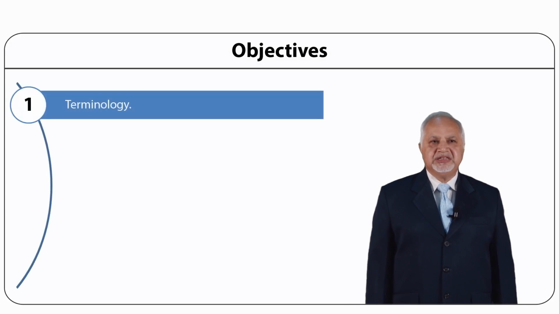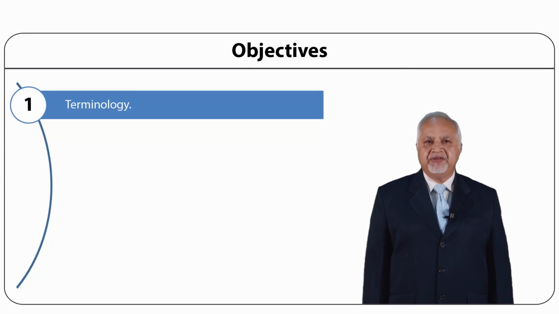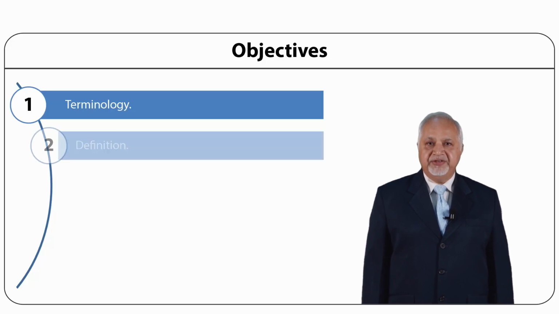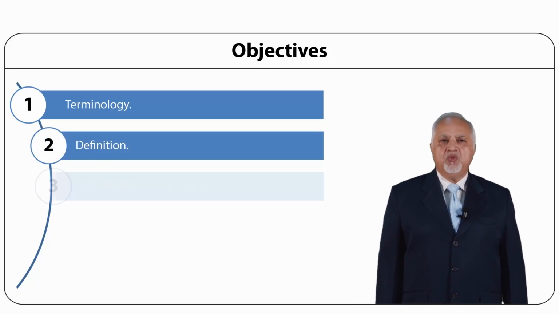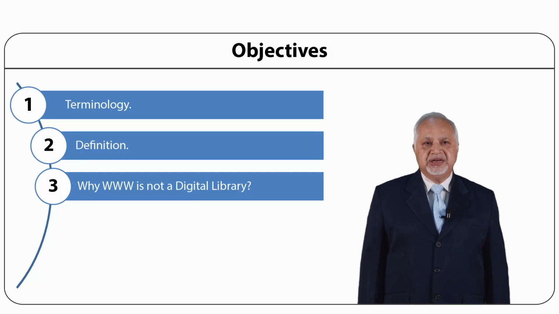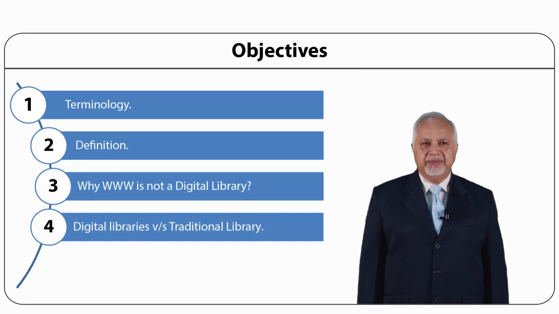The first is technologies that have been used over a period of time to denote the concept of Digital Library. Important definitions of the term Digital Library. Why the World Wide Web is not a Digital Library. Major distinction between Digital Library and traditional library.